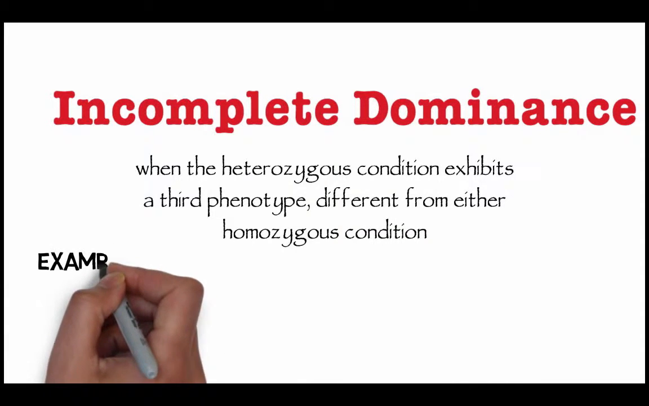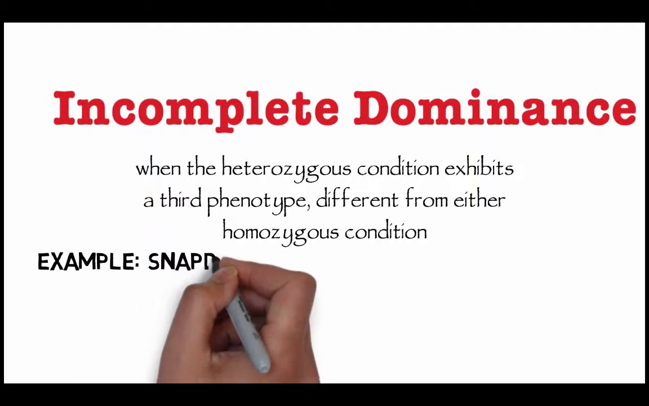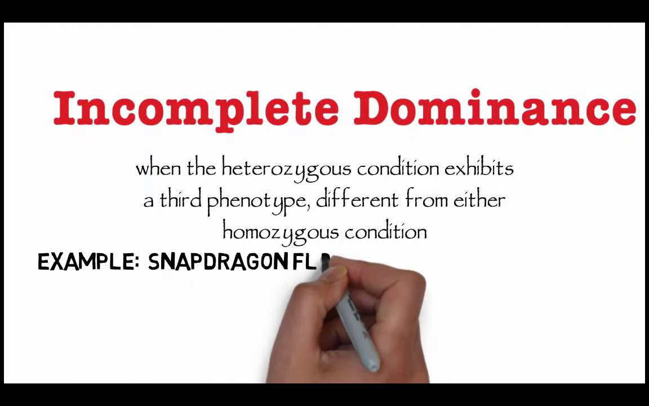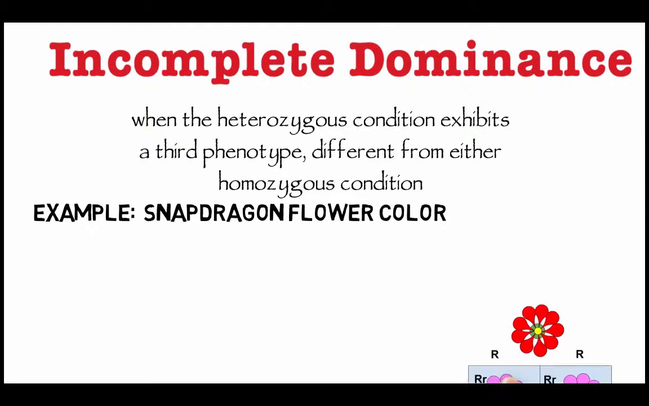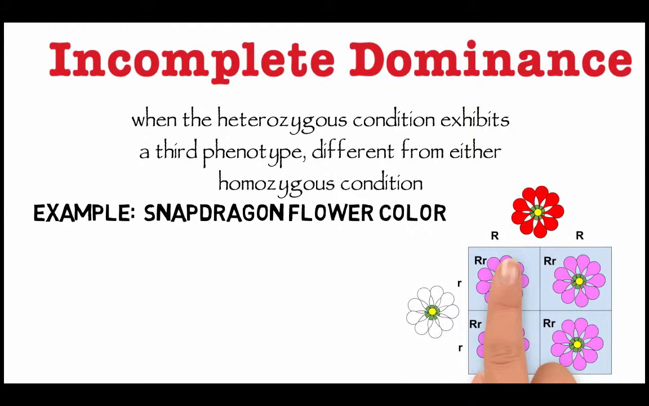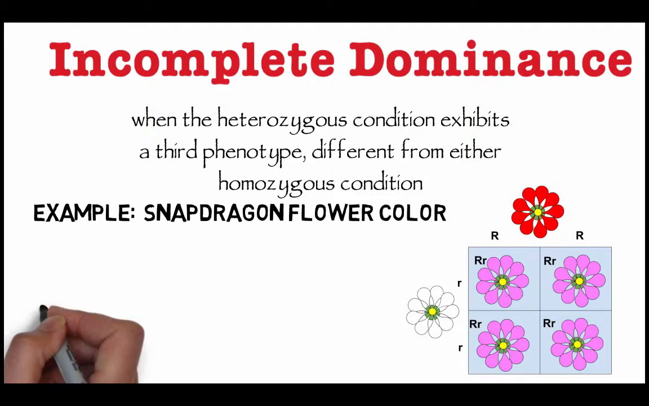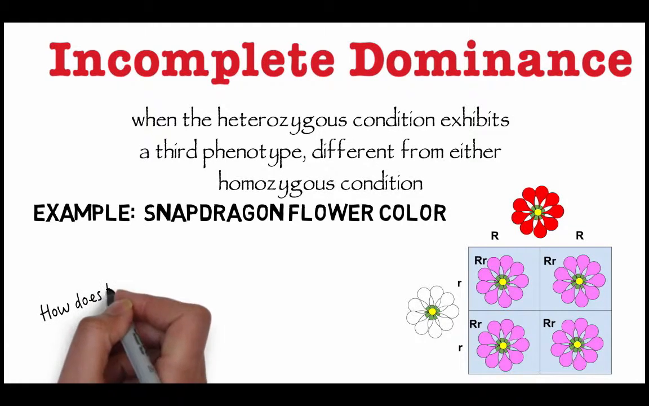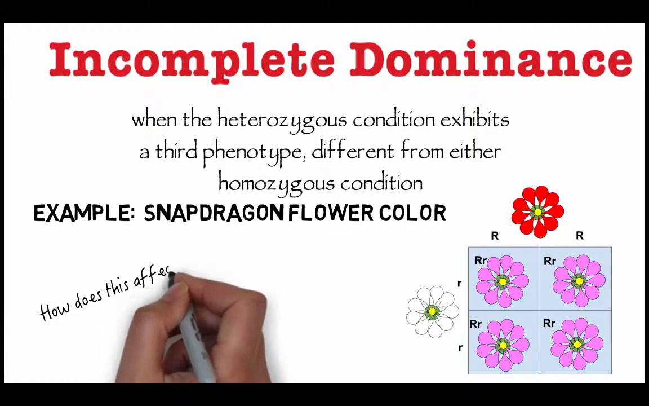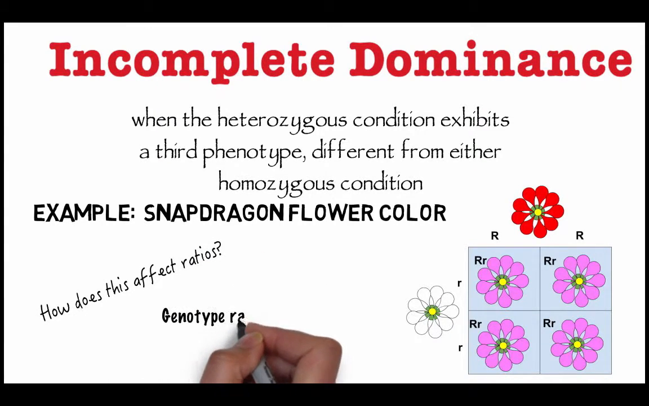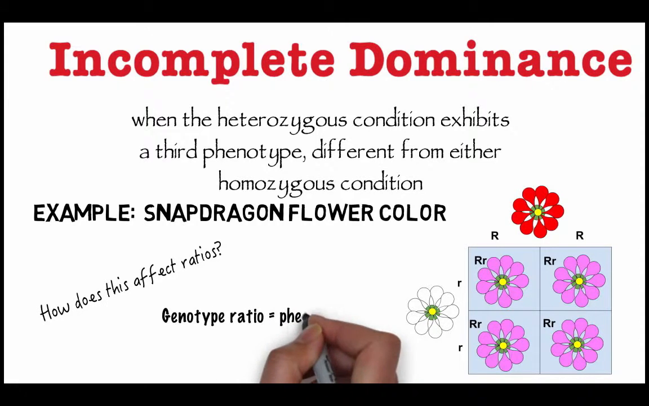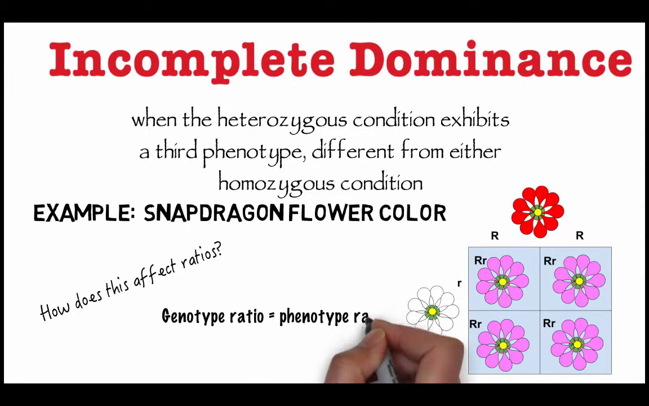An example is the color of flowers in snapdragons. In this case, there's a red allele and a white allele. Flowers that have two red alleles are red. Flowers that have two white alleles are white. But if you have one red and one white, red doesn't dominate, it's pink. Incomplete dominance alters the phenotype ratio we see because now the genotype ratio is equal to the phenotype ratio.